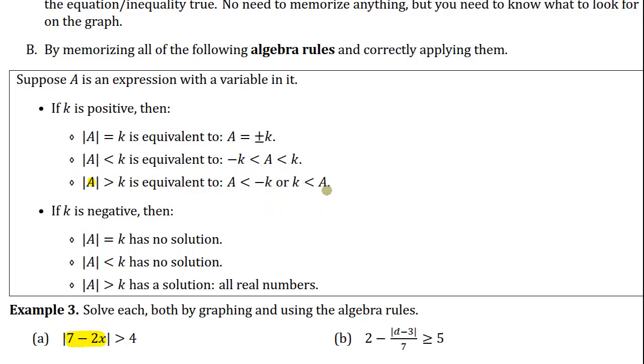So why does this work? Well, remember that the absolute value of a is the distance from a to 0 on the number line.